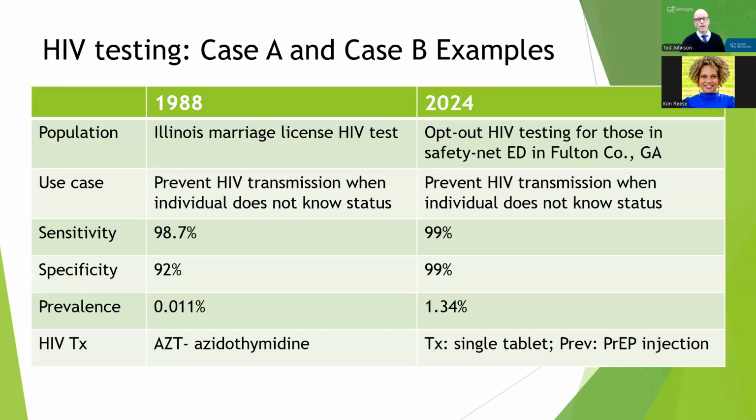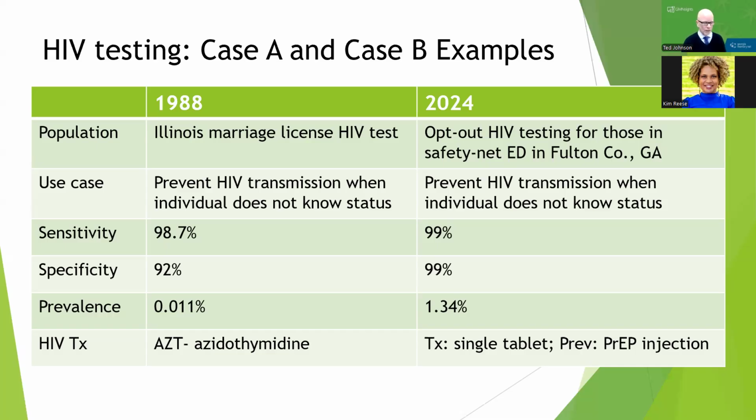Okay, so here are some details about 1988. The population is people trying to be married in the state of Illinois. The use case of why you would do this is to make sure that people know that they have HIV so they can avoid exposing their partner. The sensitivity of testing at that point in time is actually a series of two different tests, an ELISA followed by a Western blot to get your positives. Specificity 92%, so not as good as before.